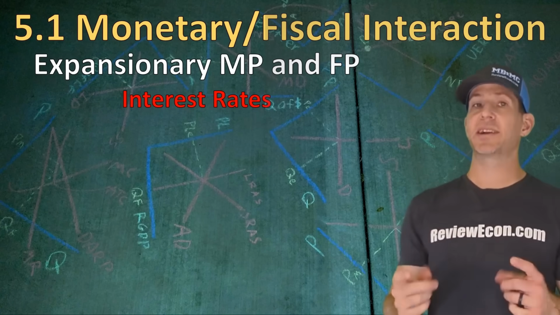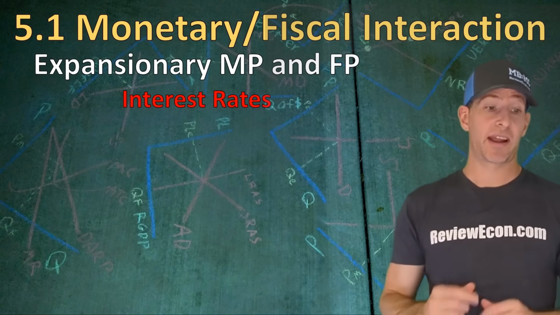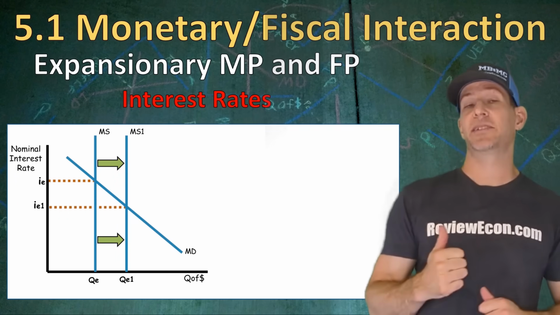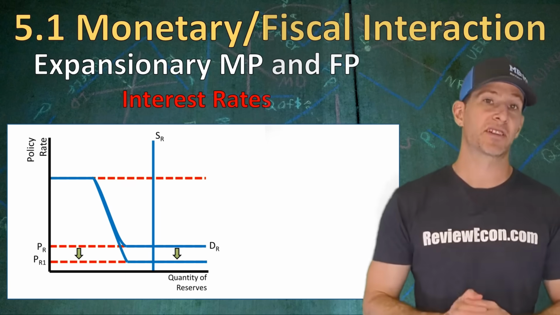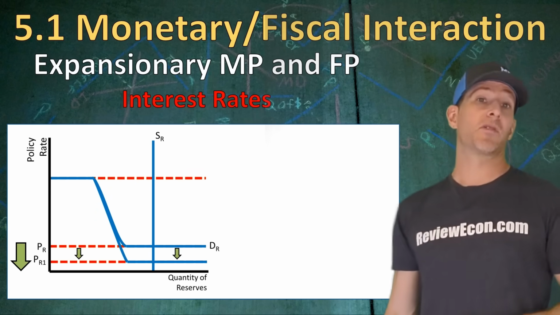But when it comes to interest rates, we're going to see a conflict here. Monetary policy is going to give us a lower interest rate. If we have a scarce reserve system, we're going to see an increase in the money supply, which decreases the interest rate. Or if we have an ample reserve system, we'll see a decrease in the interest on reserves rate, and that will result in a lower policy rate.